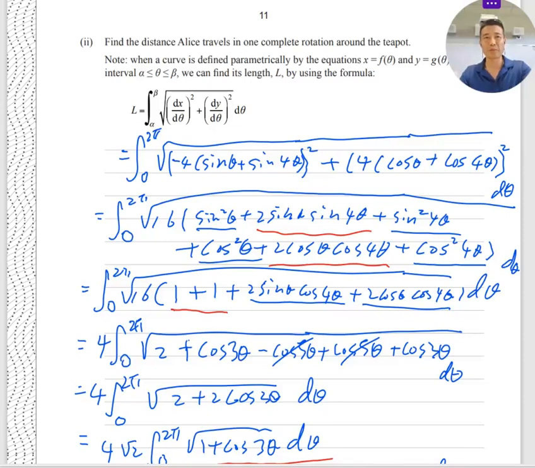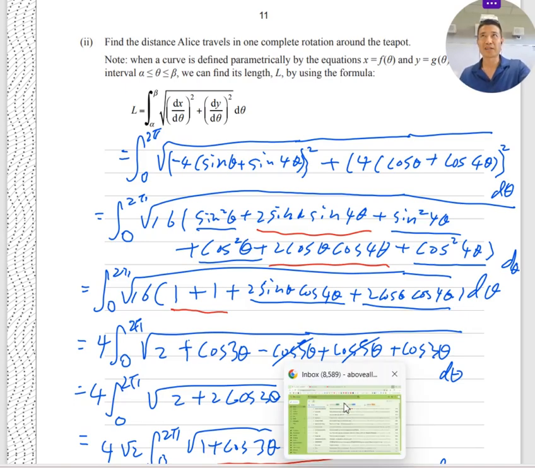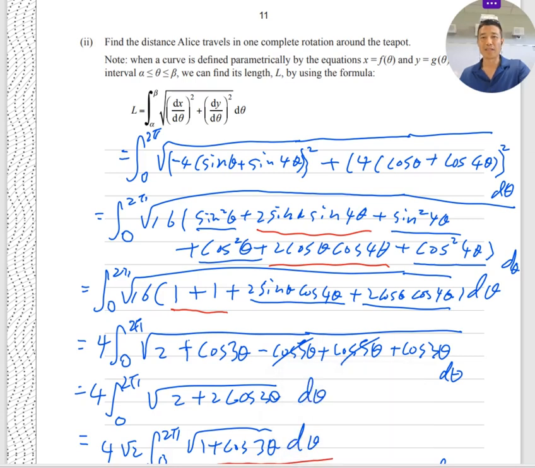We are doing question 3B2 on 2024 scholarship calculus. Wayne Burrows, I believe he has a PhD in math, pointed out my mistake, and I'm doing this again. Thanks, Wayne. So question 2: find the distance Alice travels in one complete rotation around the teapot.